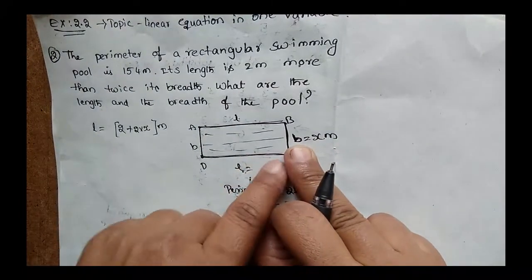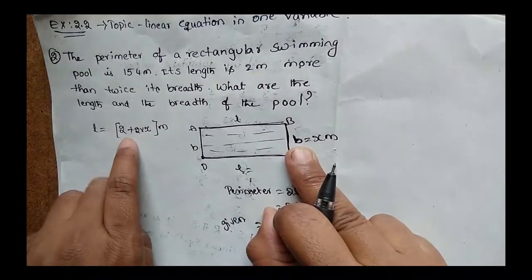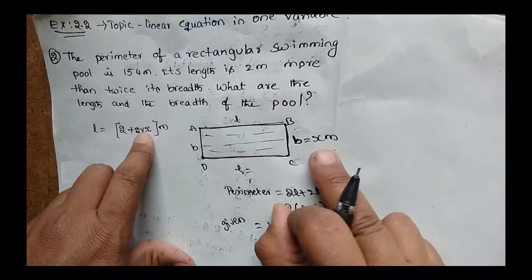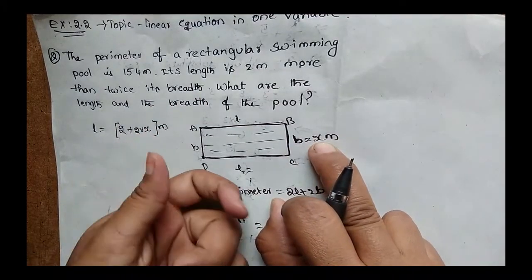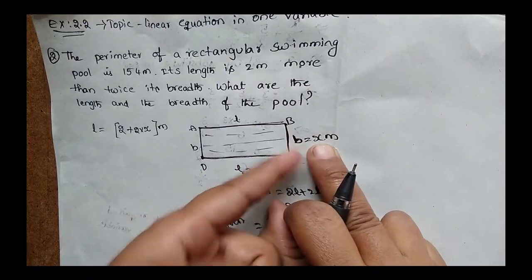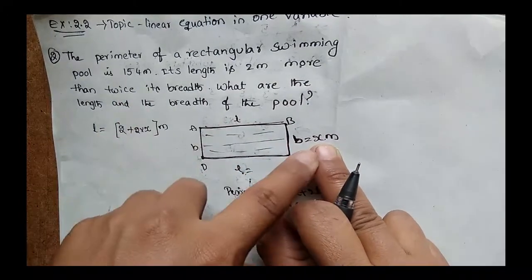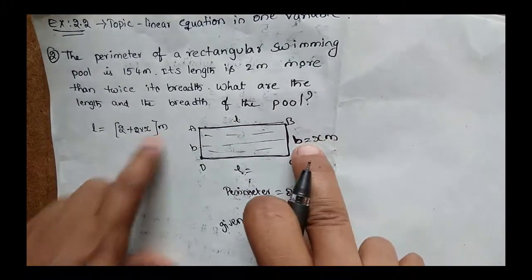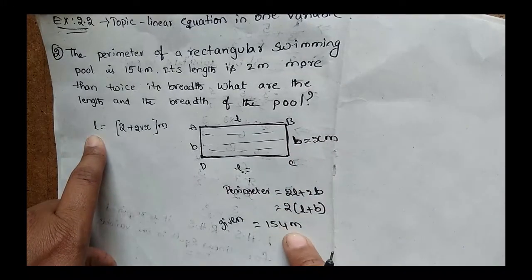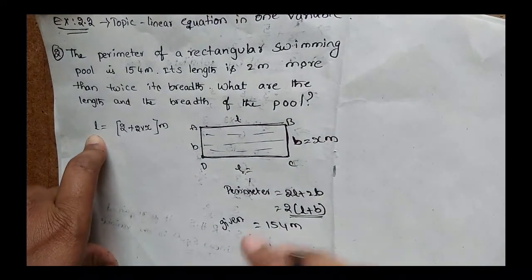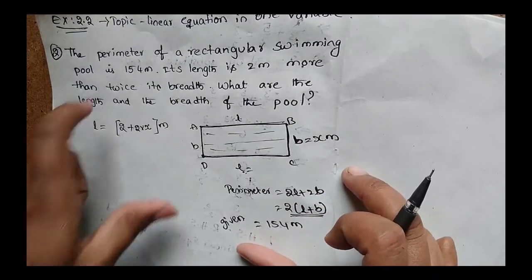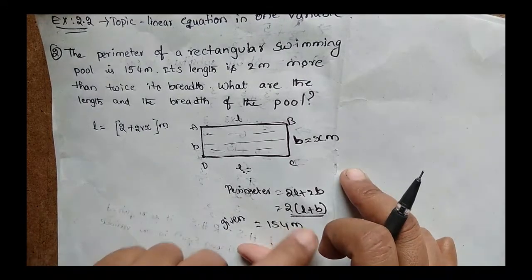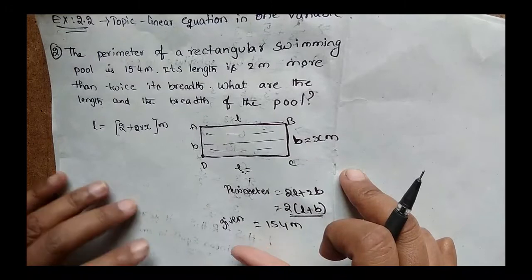Breadth we are assuming here, and length is 2 meters more than twice its breadth. More means plus. Twice means multiplication with 2. It may be 3, then we multiply X with 3. Here they said twice its breadth, so we are assuming 2 into X, in meters. Now we know breadth and length. Perimeter is 154 meters, and the formula is this. Now we have the analysis of the perimeter of the rectangular swimming pool for this question. Next, move into the answer with these values, then we get the answer easily.